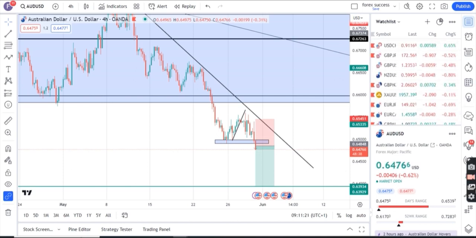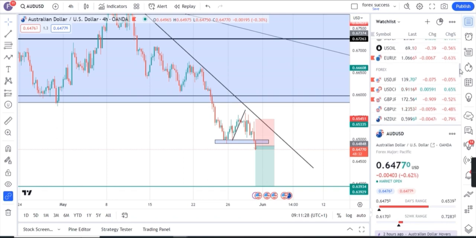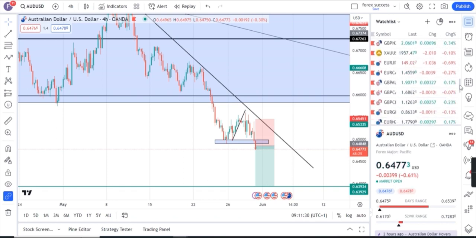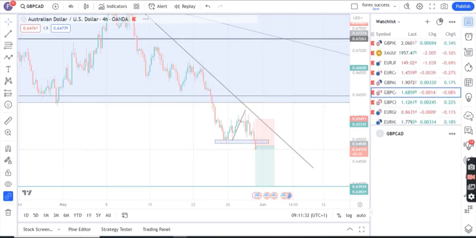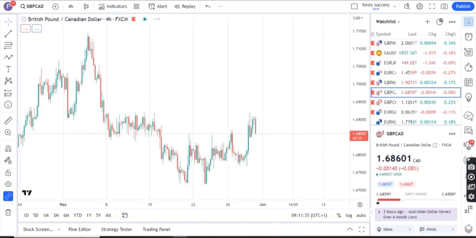Okay, so that's it, guys. That's just how we'll trade and make money from this Forex market. So all you need to do, go on higher time frame, see what the market is doing, then come down to lower time frame and take your trade.